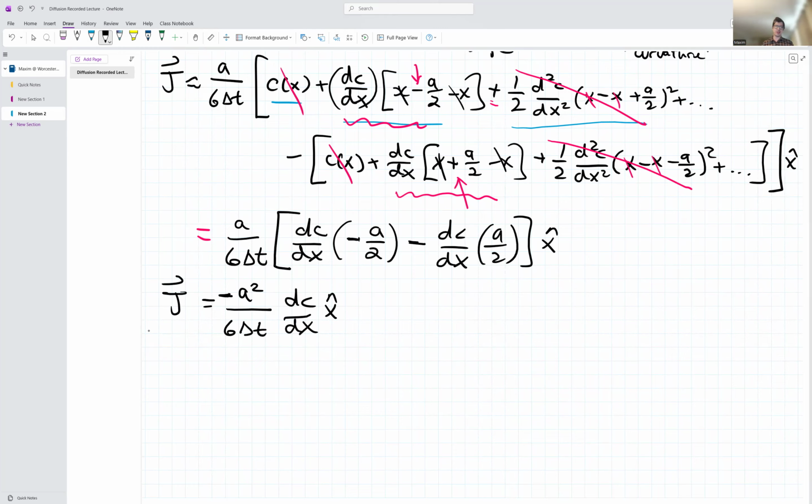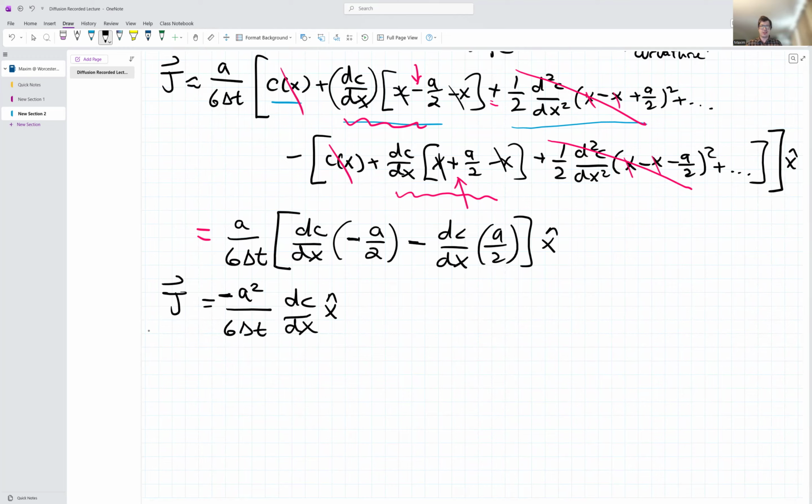So it tells you that the flux due to diffusion, due to random walking, is going opposite the slope of the concentration curve, which makes sense because random walks tend to move from regions of high concentration to low concentration. So it moves down the slope of the concentration curve, from high to low.